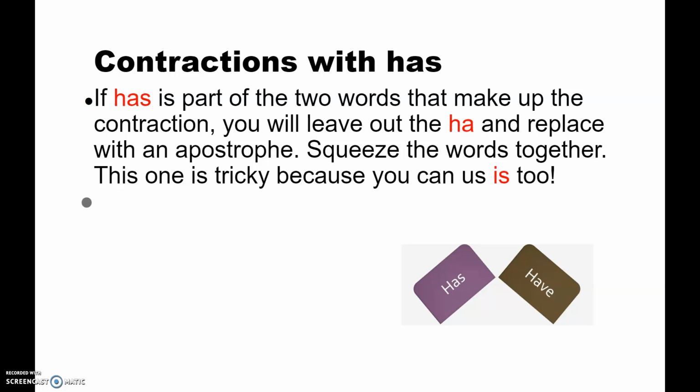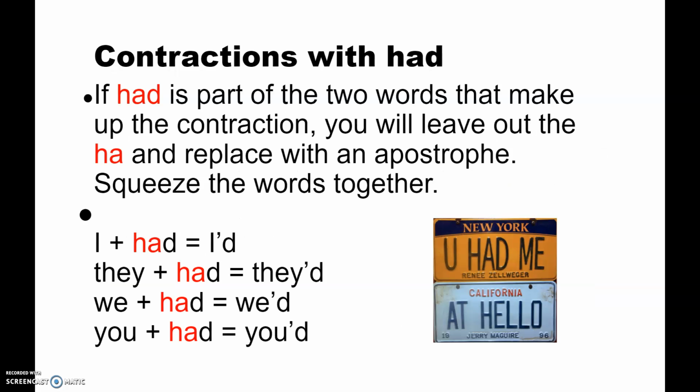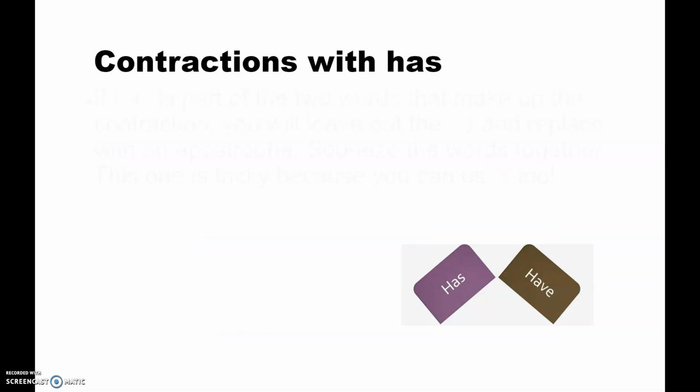If it has, we leave out the H-A and we add the S. So this looks the same as is. Okay, she's, he's, it's, that's. All of these ones here, a reader might think it's she is, but actually it's she has. So we need to look at the context. Okay, and the same goes for the example here. I'd, they'd, we'd, you'd. That could also mean I would, they would, we would, you would. So that's another example for you to remember.